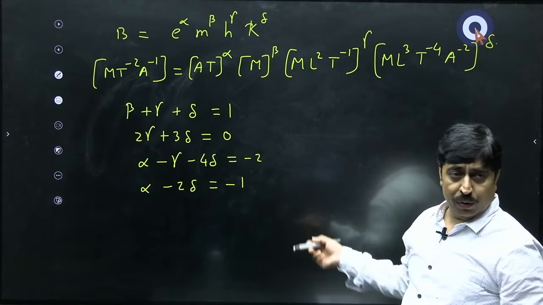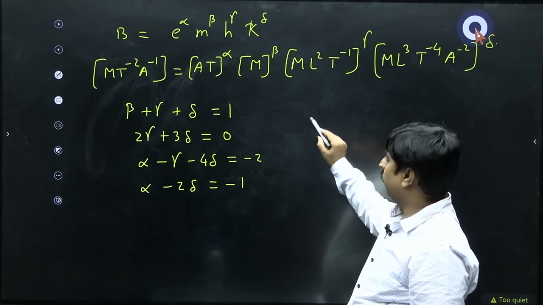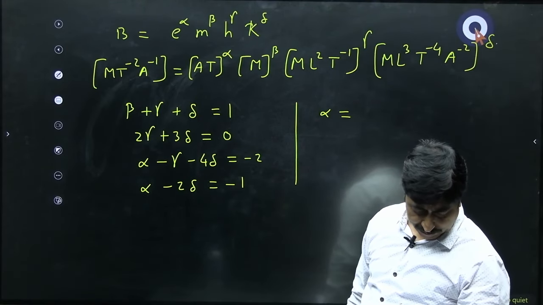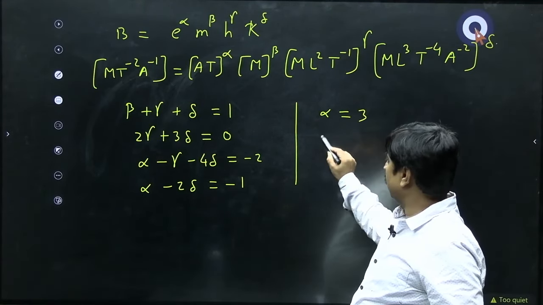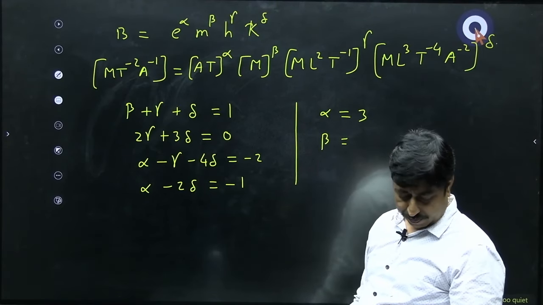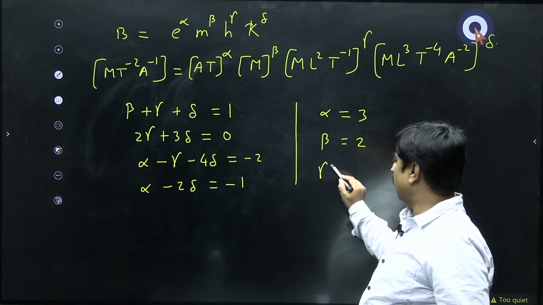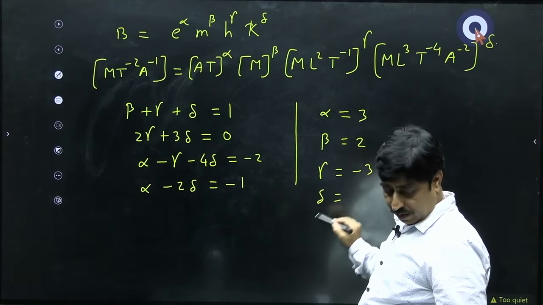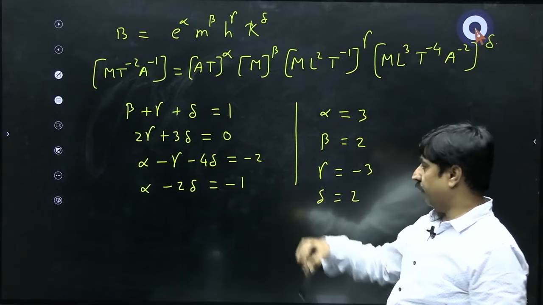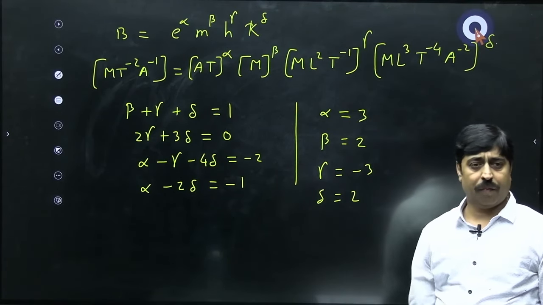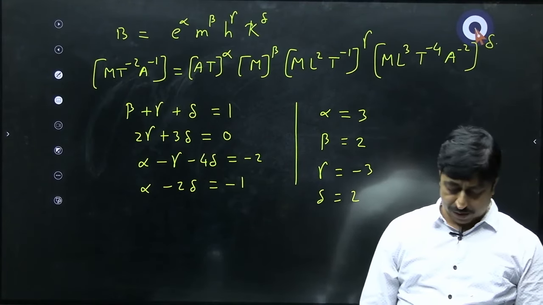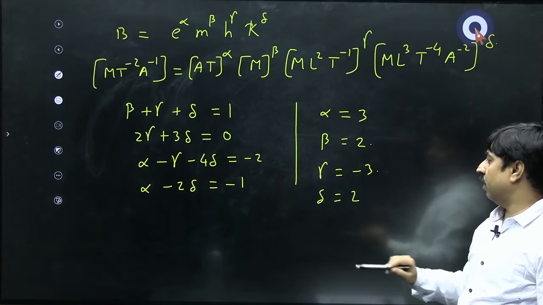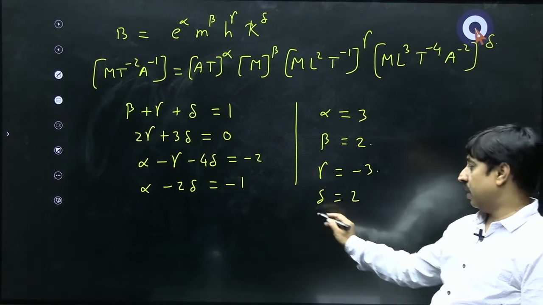If you do the solution, what you will get is, I have the values written over here, so I will just read them out. Alpha is 3, beta is 2, gamma is minus 3, and delta is 2. You can solve them. Just add them, alpha plus beta plus gamma plus delta, and you get your answer. So this is 3 plus 2, 5, minus 3, 2, plus 2, 4. So our answer is 4.